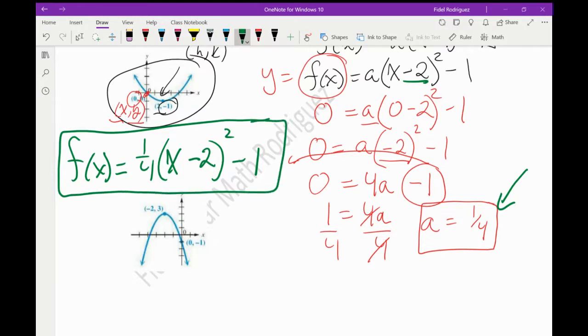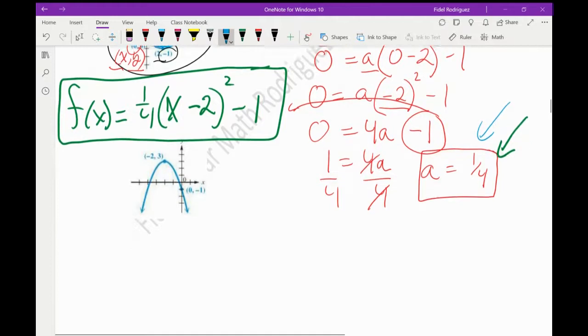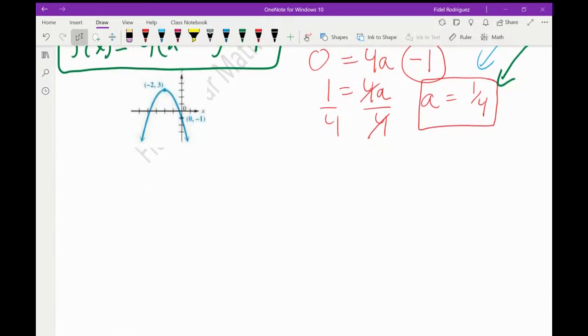And there's my equation. Okay. Guys, I want you to notice this graph right there was opening upward, and the number A that we came up with was a positive number, right? So that's telling me that I'm probably on the right track as I'm doing this. Okay, let's take a look at the next one.